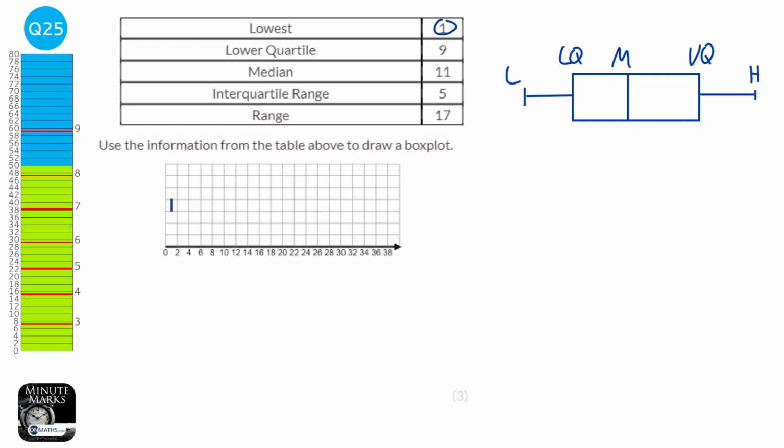There we go. And our lower quartile is 9, which is where the box starts. So we're just going to start a box there. We're just going to connect these up. There we go. And our median is 11. So we're just going to show that.